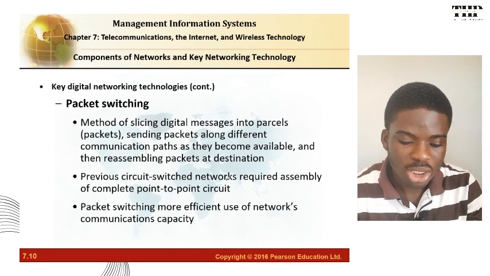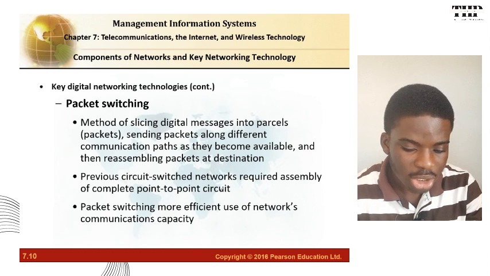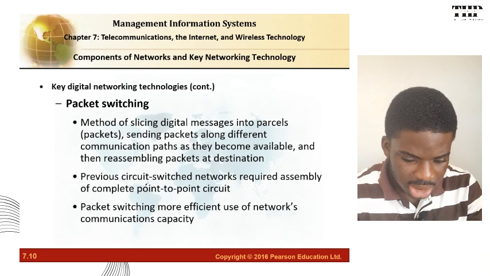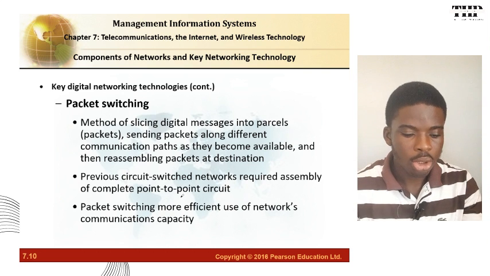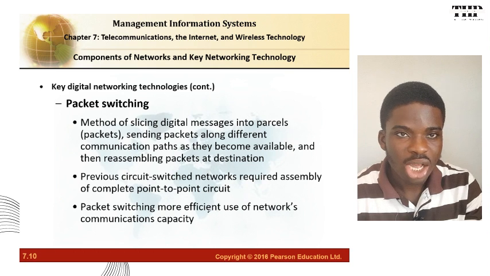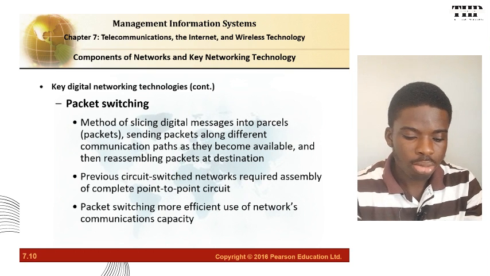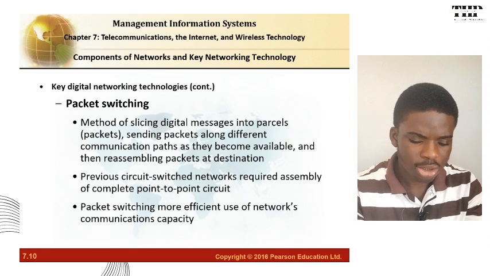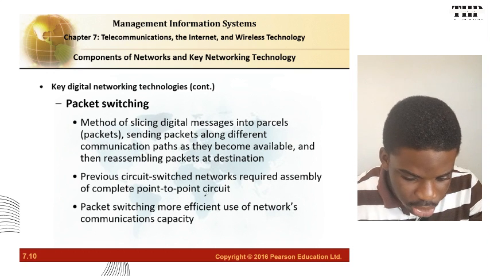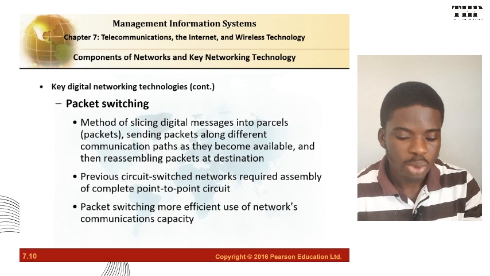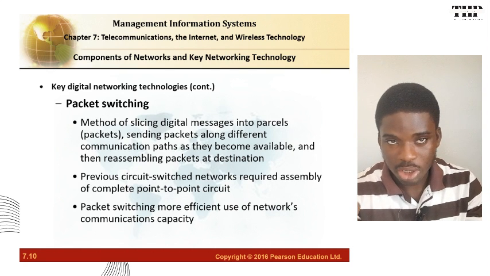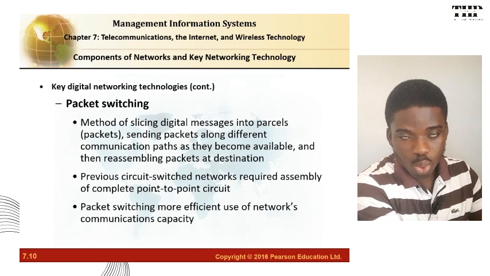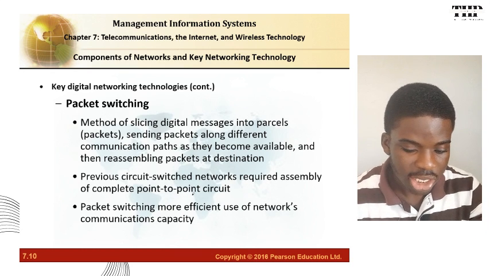Now, the previous circuit switch networks required assembly of a complete point-to-point circuit. So this is saying that previously it was circuit switch networks, and they required assembling complete point-to-point circuits. With circuit switching, it simply means that there is no slicing. What is sent is just sent to whoever is receiving it the way it is, right? That's what I think the circuit over here means.